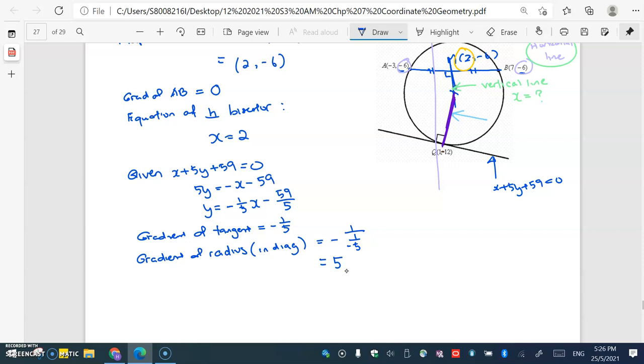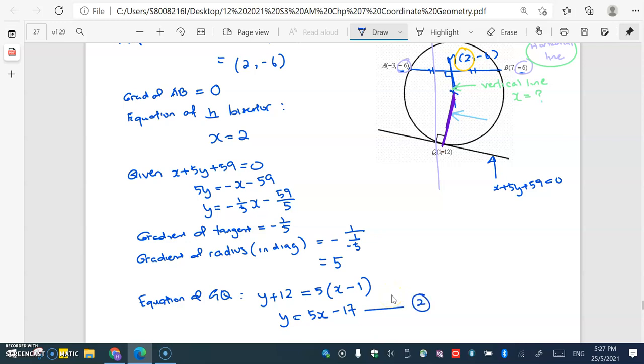Then we will know that the equation of GQ, as the question calls it, is y minus negative 12, so y + 12 = 5(x - 1). So that's y = 5x - 5 - 12, so 5x - 17. So we have found the purple line, that's equation 2.